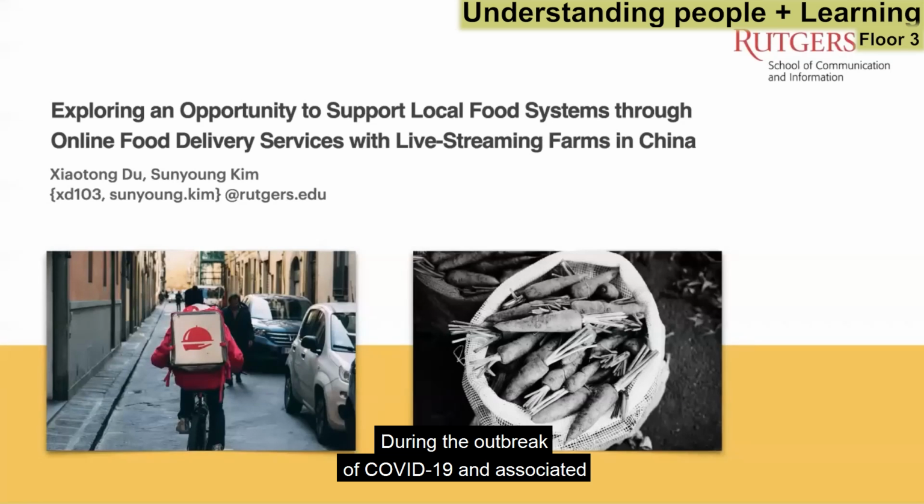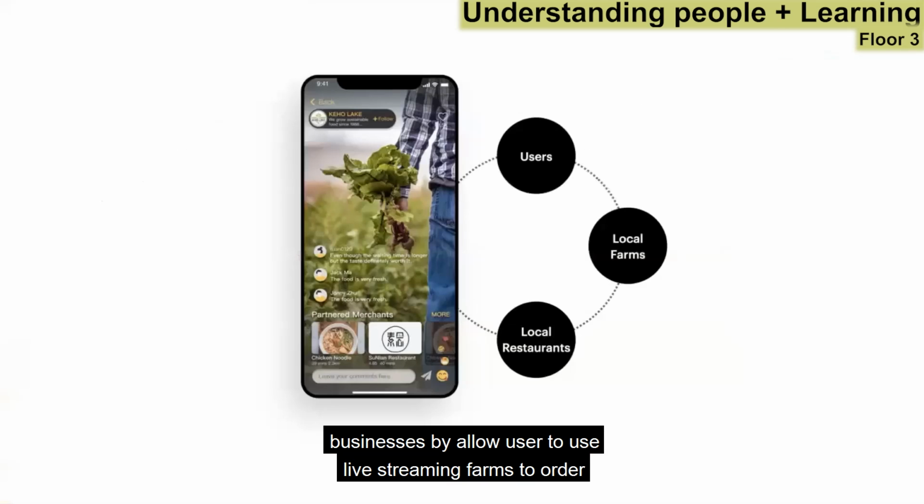During the outbreak of COVID-19 and associated economic shutdown, the demand for online food delivery services like Uber Eats in the US and Meituan in China has skyrocketed, but local farms lost channels and markets to sell products. We explore an opportunity to connect these two businesses by allowing users to use live streaming farms to order dishes from restaurants that purchase ingredients from local farms.